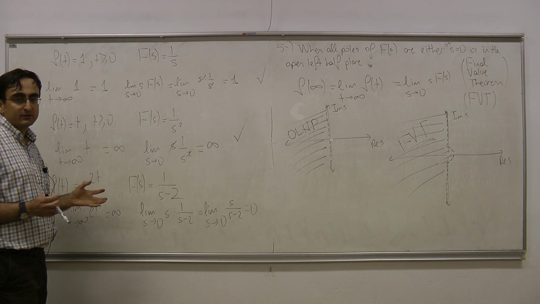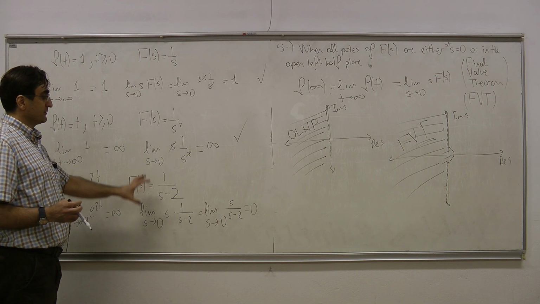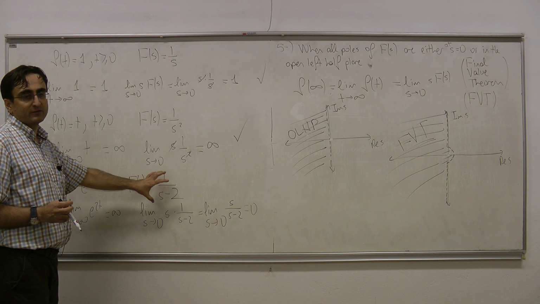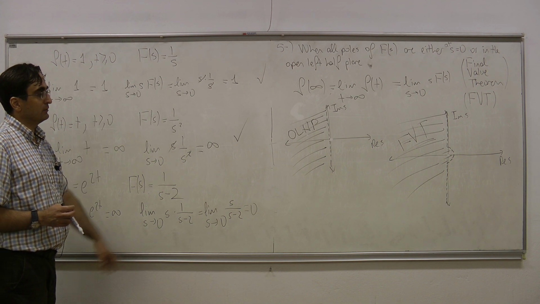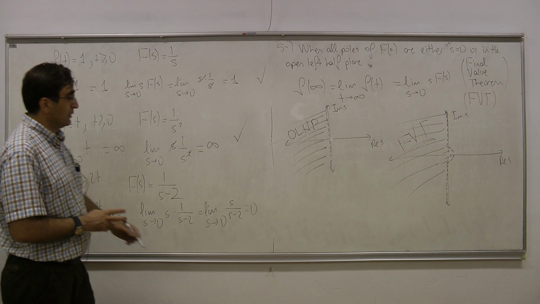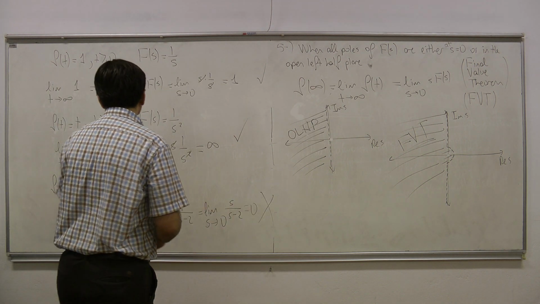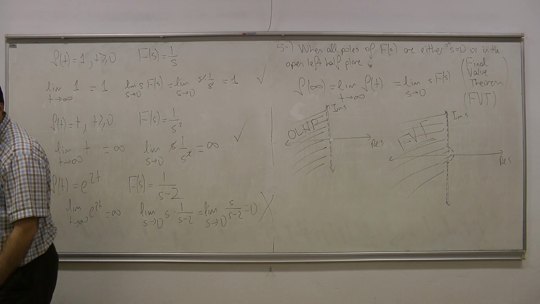Why did this happen? It happened because some of the poles of this Laplace transformation are outside the allowed region for the final value theorem. So the final value theorem did not really hold here.